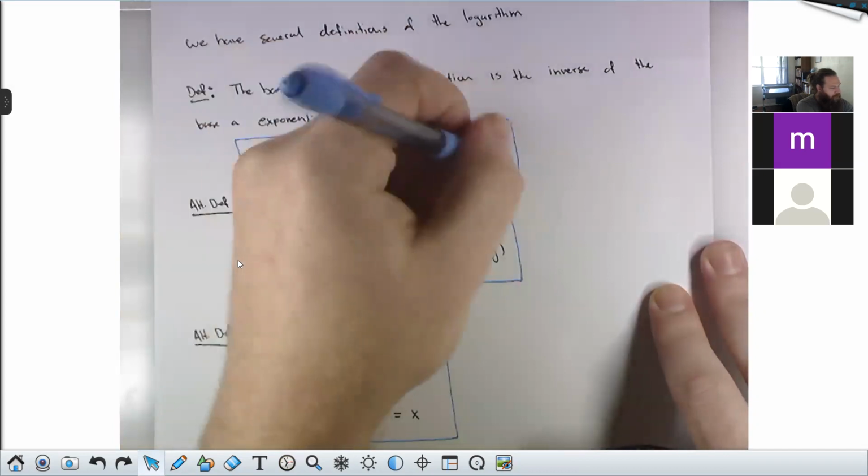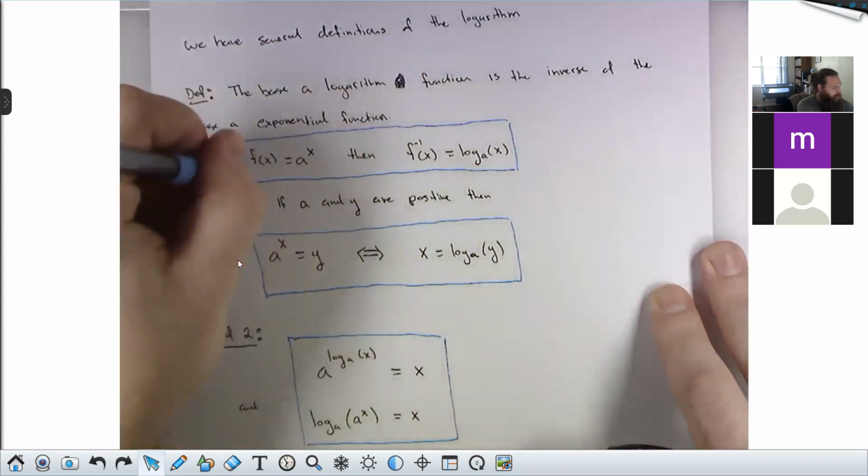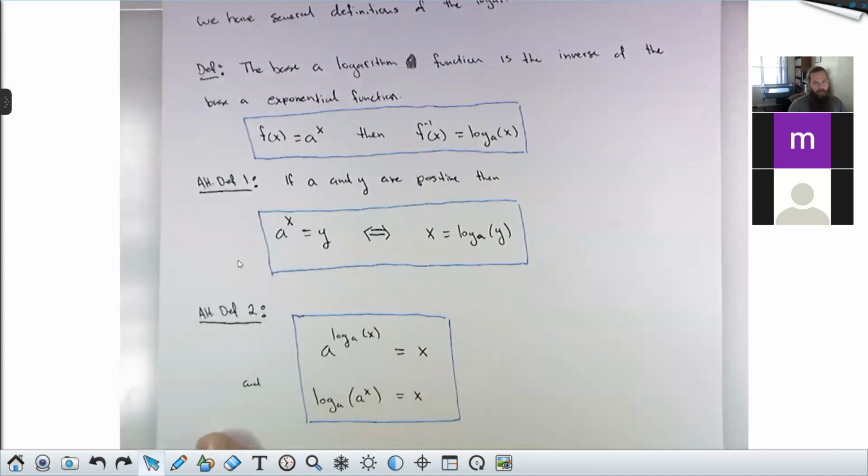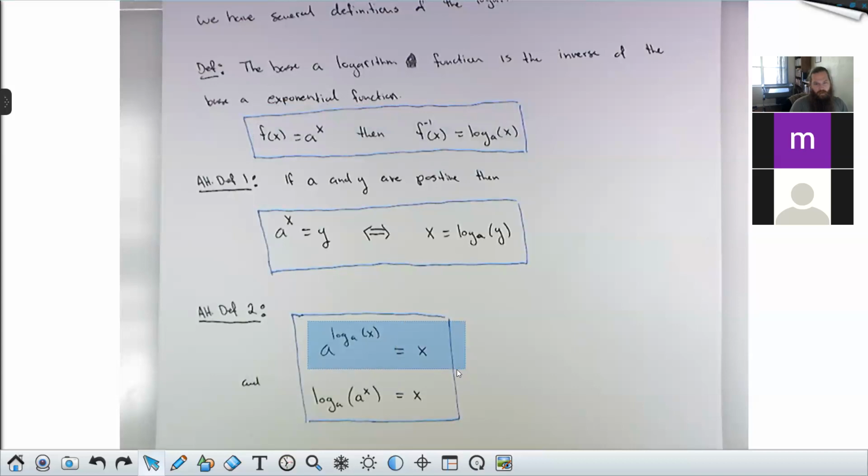All right, remember, what does it mean for two functions to be inverses? It means when you compose them, when you plug one into the other, you just get x. So here I'm saying these are inverses. Here I'm saying when I compose them, I just get x. Like when I take a to some stuff, that's this function. But for x, I plug in log base a of x. So this would be f of f inverse of x. I just get x. And this one says the same thing, but in the other way.